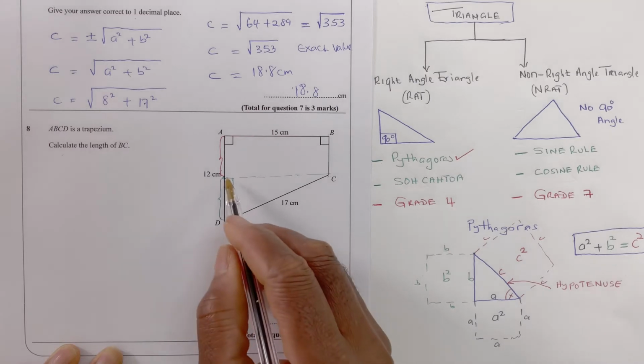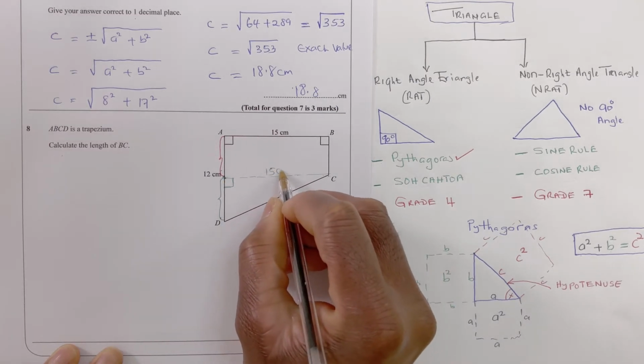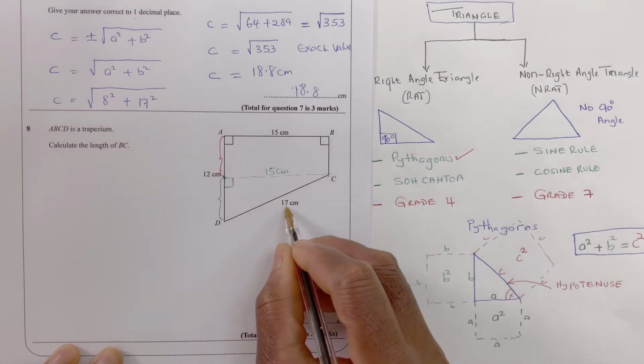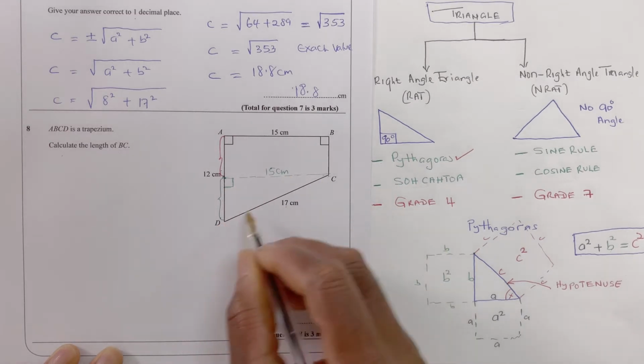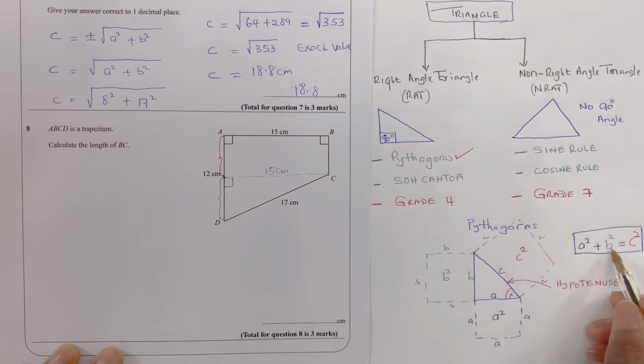We can't yet, because this length from there to there is 15 centimeters, and that's 17 centimeters, and that's a right angle triangle. To use Pythagoras, you need two known values to find a third one. You have to know A and B to find C, A and C to find B, or B and C to find A.